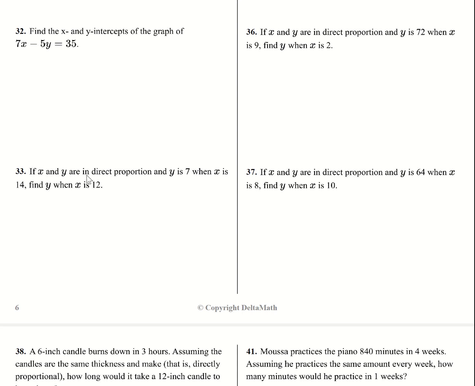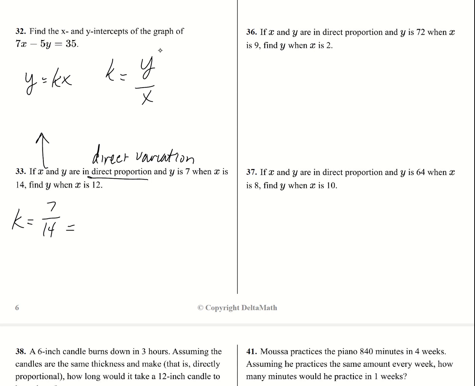Okay, this type of problem, so I'm going to look at number 33. When you see direct proportion, that's the same as direct variation, which means we're going to be using the formulas y equals kx and k is equal to y over x. So if they tell us x and y are in direct proportion, or that means direct variation, and y is 7 when x is 14, so when they tell us that, I can plug in when y is 7, x is 14, and we can simplify that to 1 over 2. So now I know k is equal to 1/2.